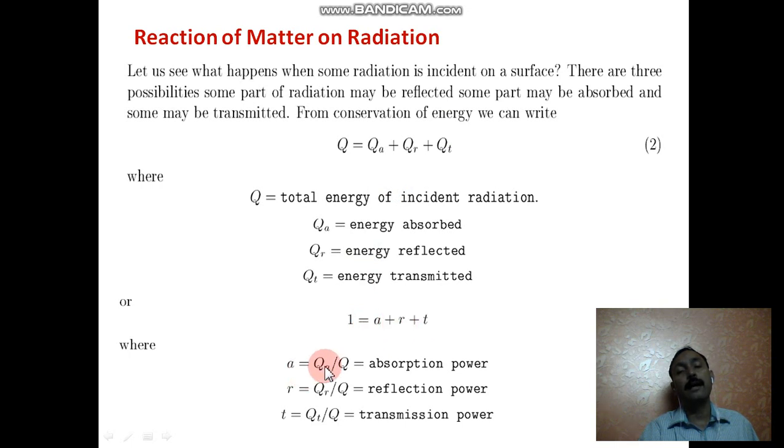What is A? If you divide this equation by Q, then this is 1 is equal to QA by Q plus QR by Q plus QT by Q. So QA by Q is A, known as absorptive power. R is QR by Q, known as reflective power or reflection power. T is QT by Q, the transmittive power or transmission power.